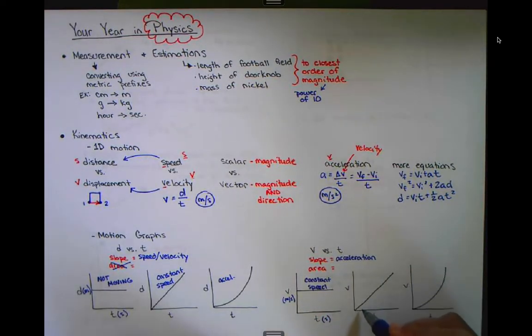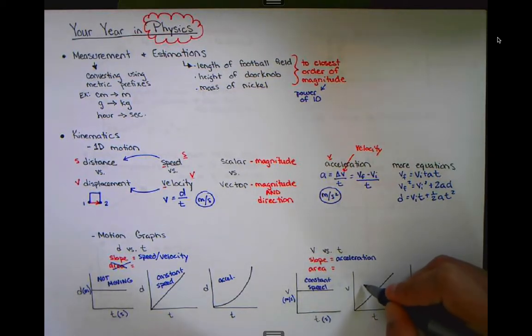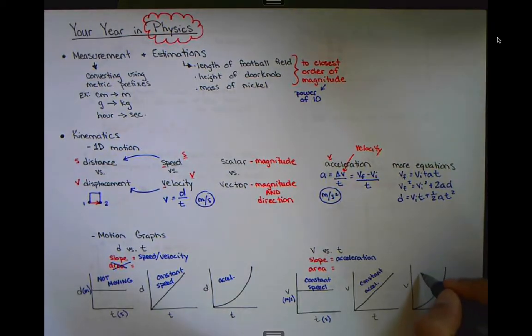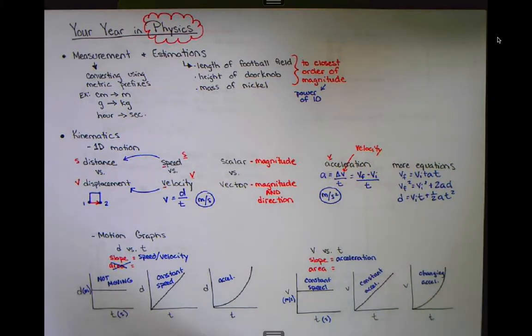Okay. Here I have a straight line again, but it's an increasing line, so this is going to tell me constant acceleration. And then here I have a curve, so this is a changing acceleration. This is something you don't see too often, right? But this is a changing acceleration, right? Or non-uniform acceleration, we should say.